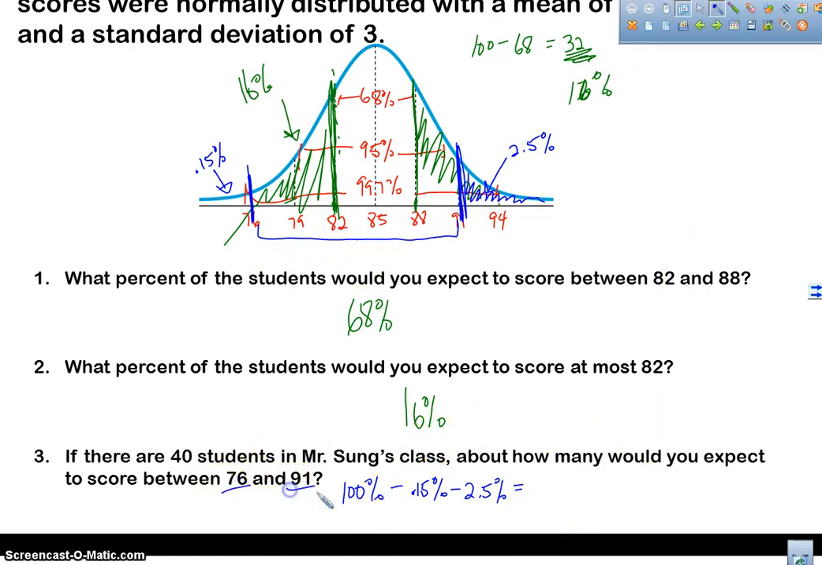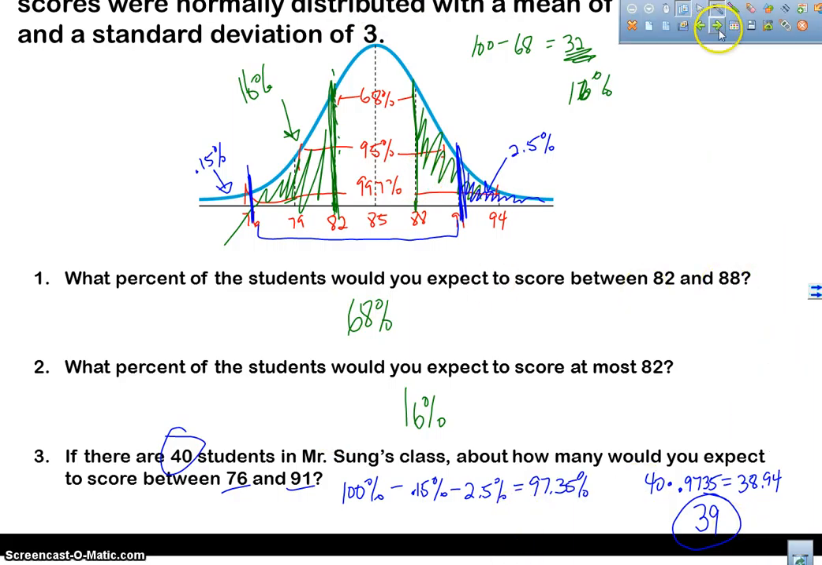When we do that, we're going to get the percent of ones that score between 76 and 91, and we're going to need to multiply that by 40. That's 97.35%. So then we got to multiply by 40, so we're going to do 40 times 0.9735. That's a percentage, right? We got to move the decimal over. So 40 times 0.9735, I'm going to use my little calculator here, is 38.94, which is 39 students.